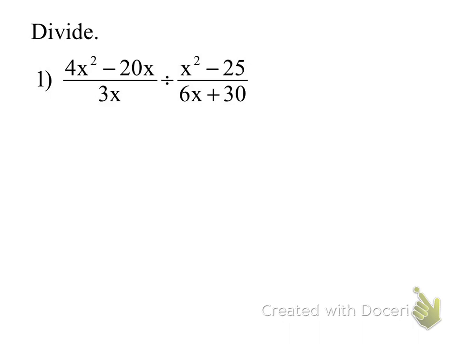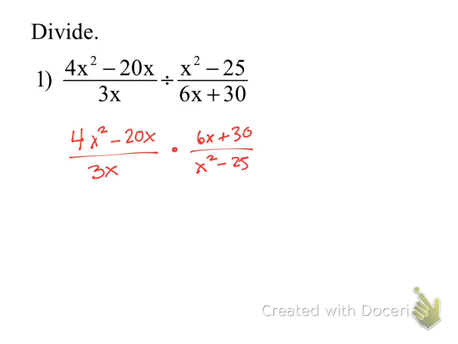Okay, so what am I doing in the first one? First you multiply by the reciprocal, so it would be 4x squared minus 20x over 3x times 6x plus 30 over x squared minus 25. Okay, next up. Then you factor it, so it becomes 4x times the quantity of x minus 5. Okay, stop there.